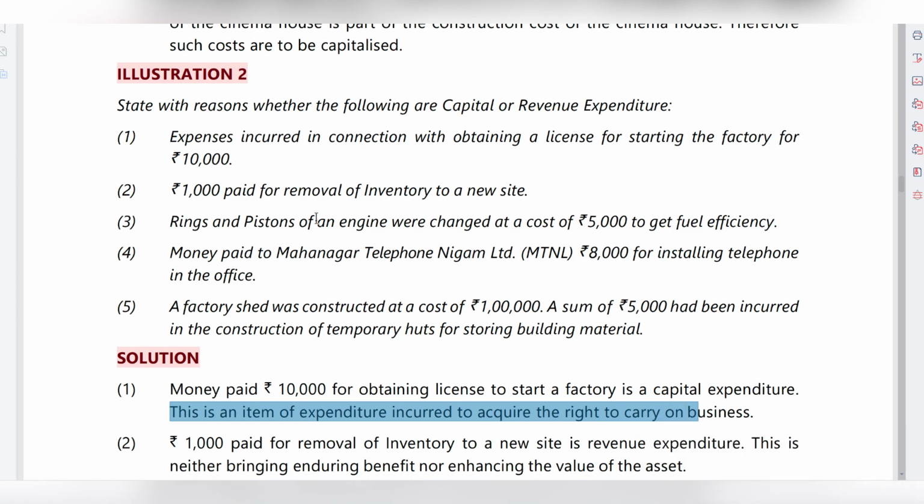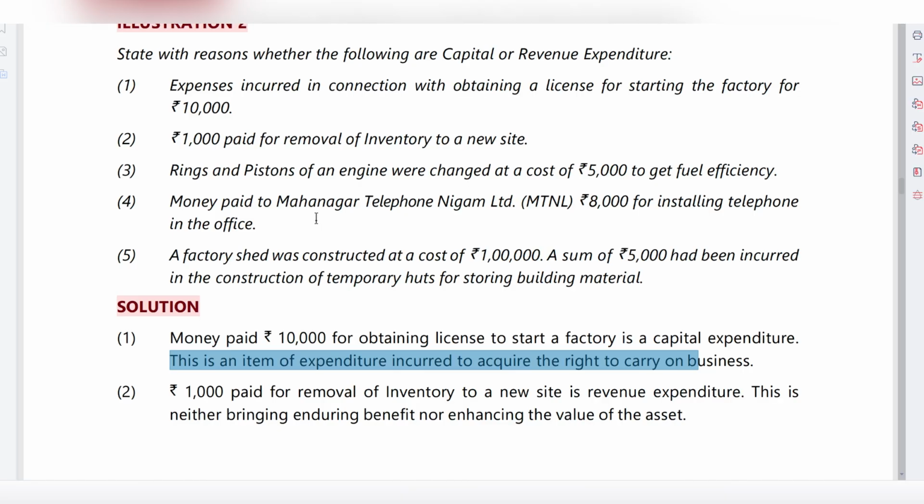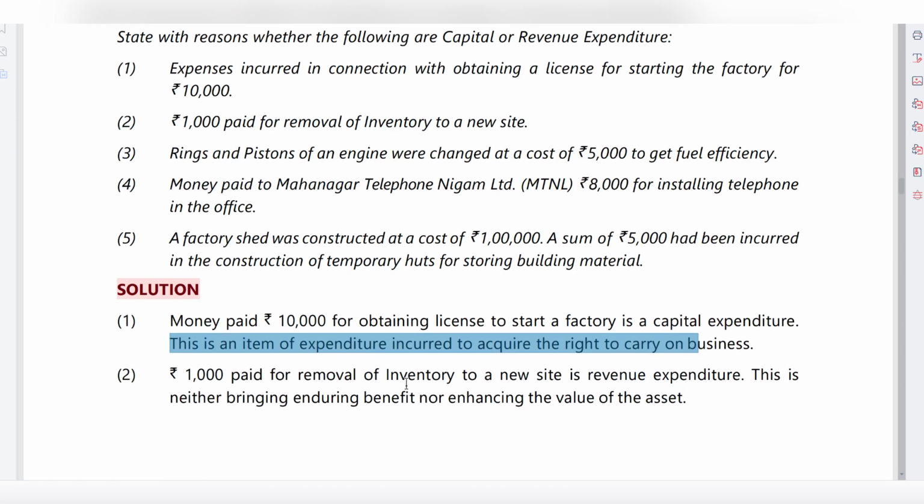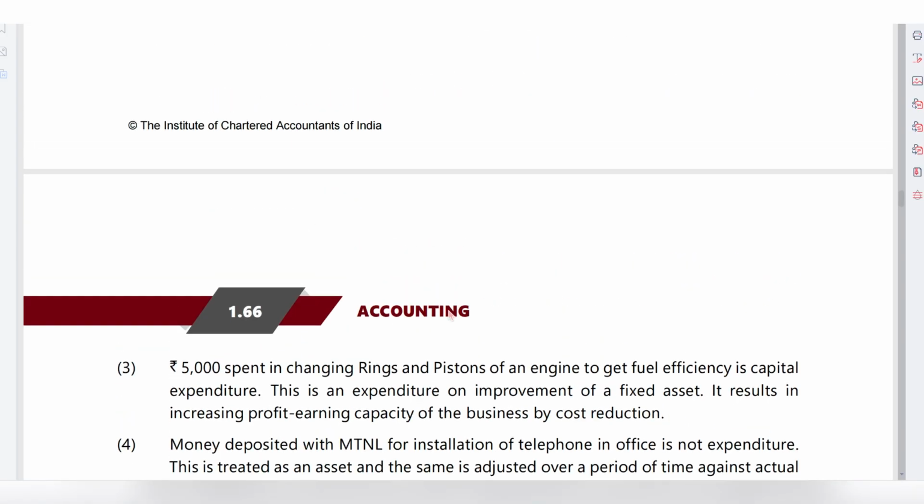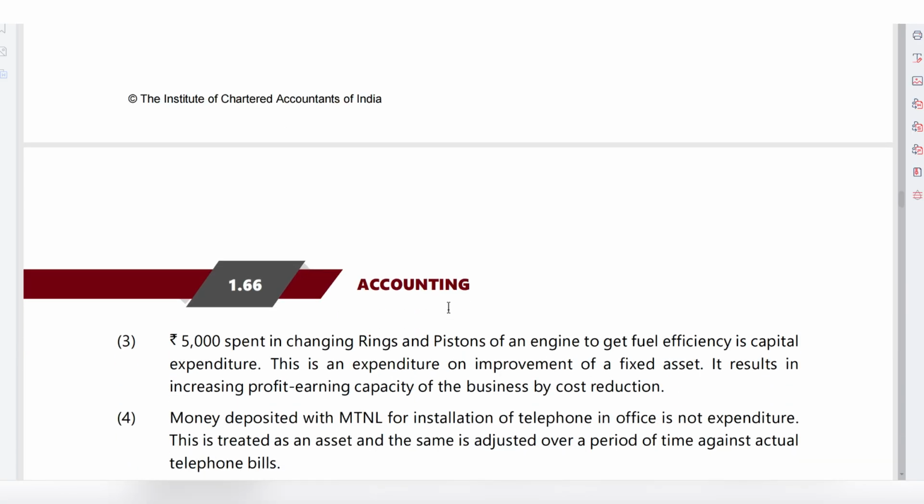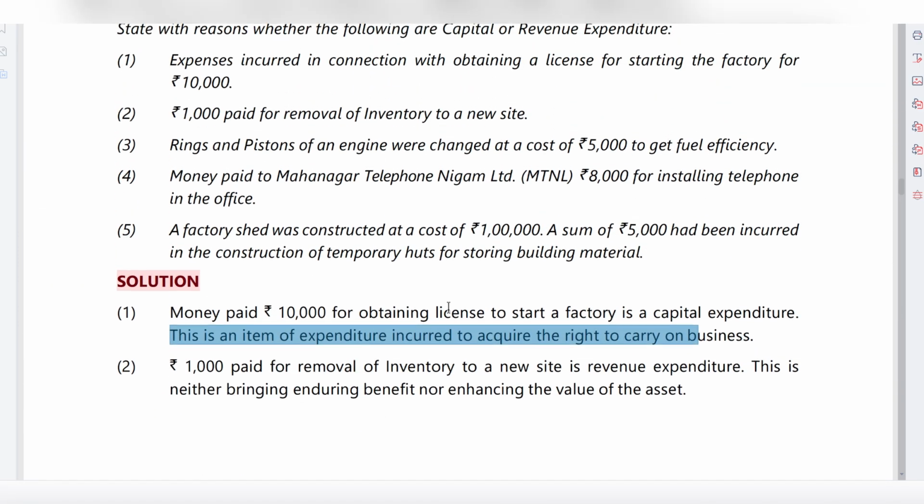Rupees 1,000 paid for removal of inventory to a new site is revenue expenditure. This is neither bringing any benefit nor enhancing the value of the asset. Rings and pistons of an engine were changed at a cost of 5,000 to get fuel efficiency. This is capital expenditure because it is enhancing the capacity of the engine. So this is improvement in a fixed asset. It is increasing the profit earning capacity of the asset.